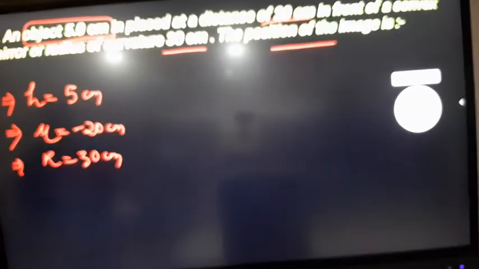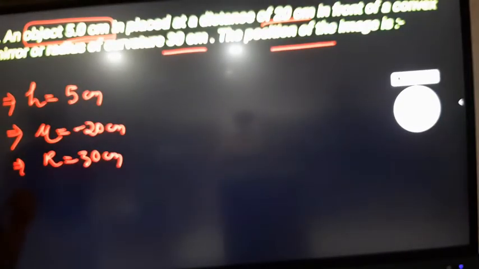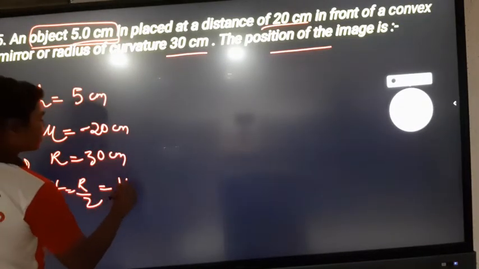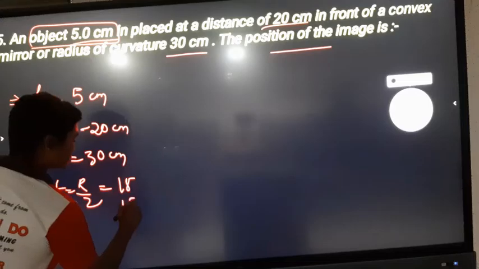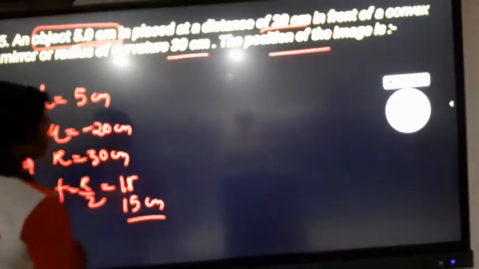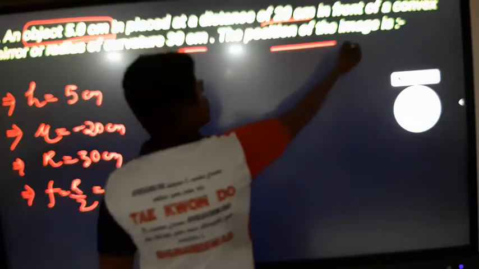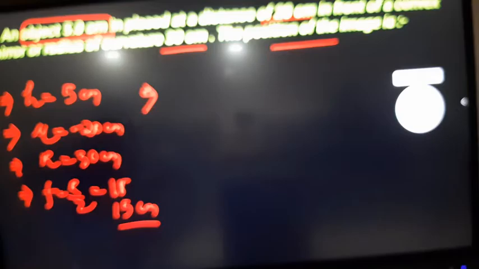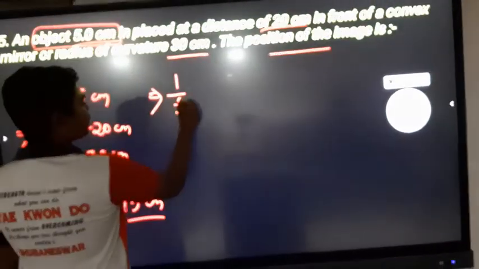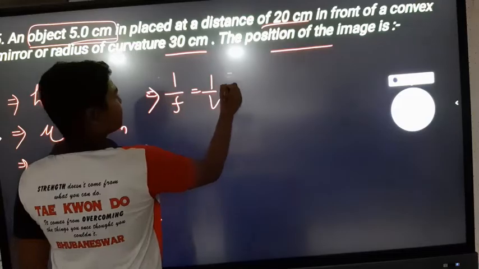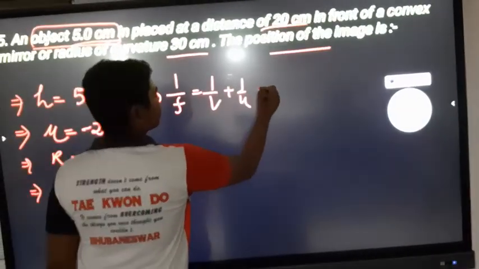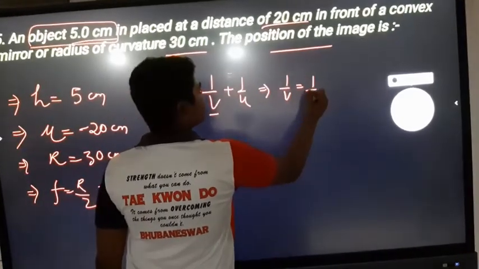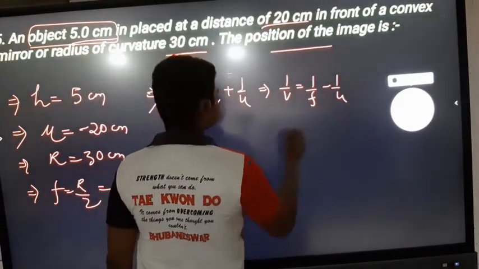So now we have to find the focal length. So we know that focal length is r by 2. So we'll get that focal length is 15 cm. So we got the focal length. Now to find the position of the image. So image again we will use that formula, which is mirror formula. It is 1 by f equals to 1 by v plus 1 by u. So we have to find image, which is 1 by v. So 1 by v equals to 1 by f minus 1 by u.